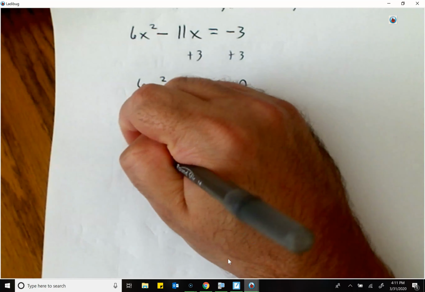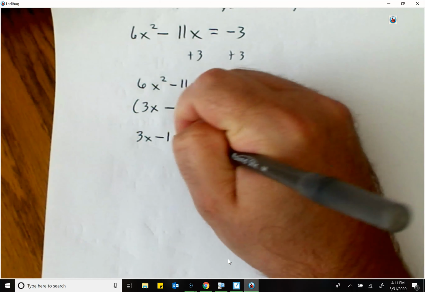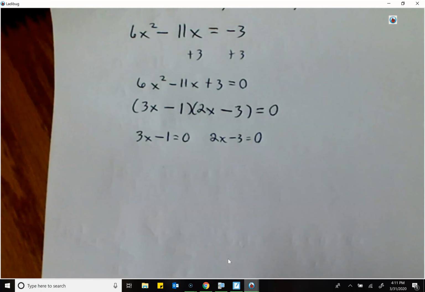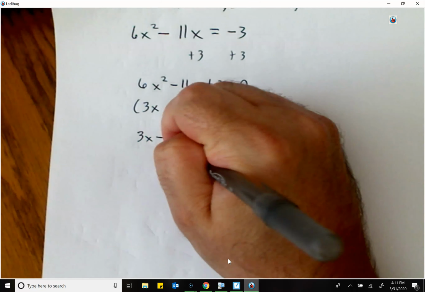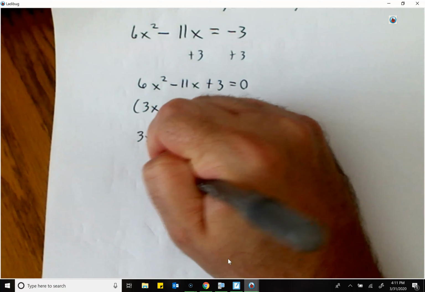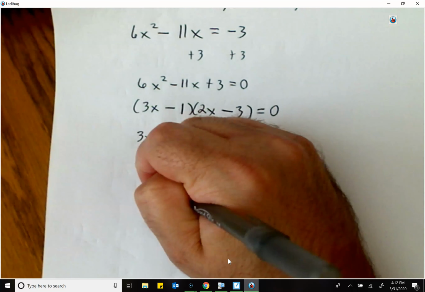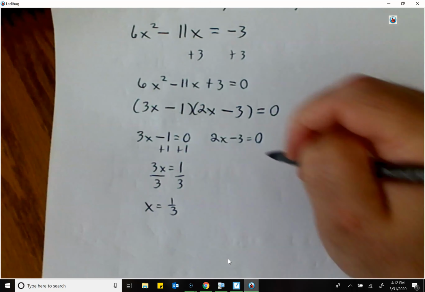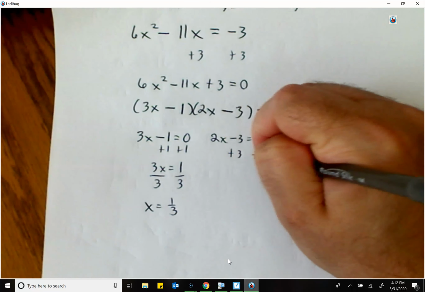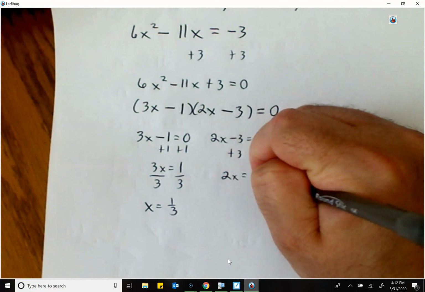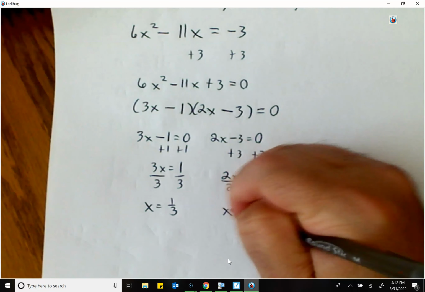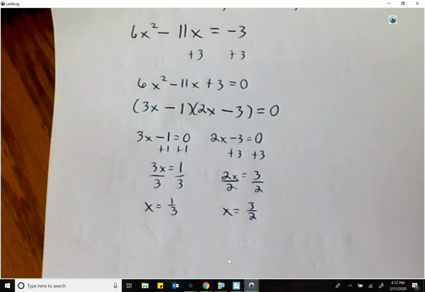So we set these equal to 0. And now we'll be able to get our answers. Add 1 to both sides. So 3x is equal to 1. Then divide by 3. X is equal to 1/3. Add 3 to both sides. So 2x is equal to 3. Divide by 2. X is equal to 3/2.